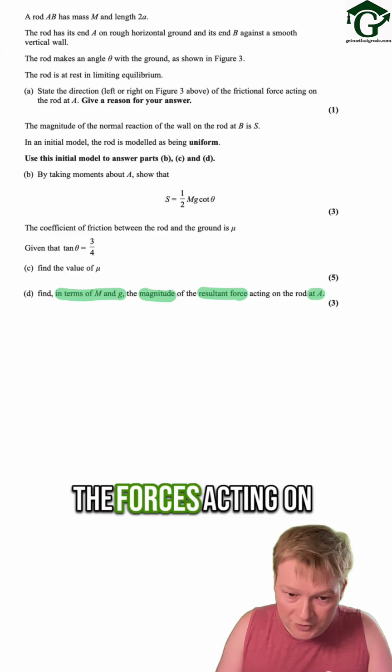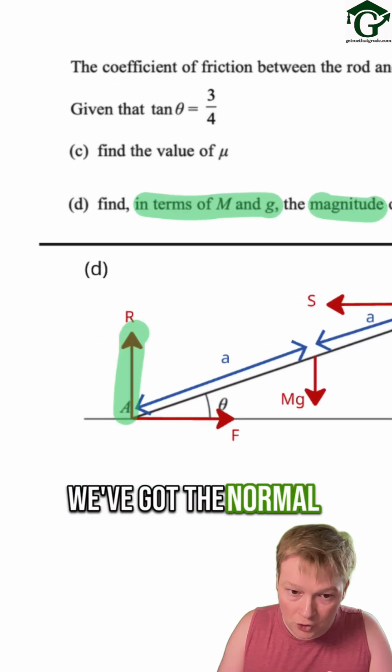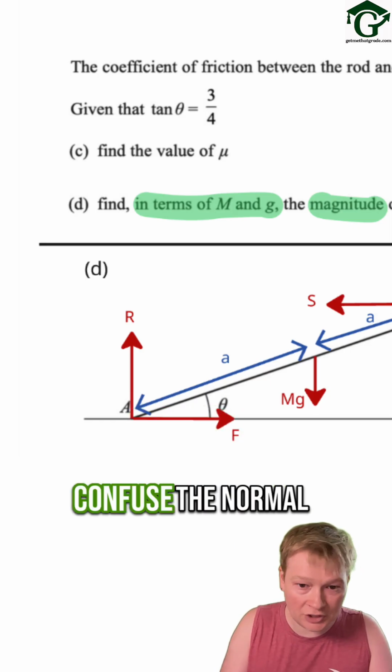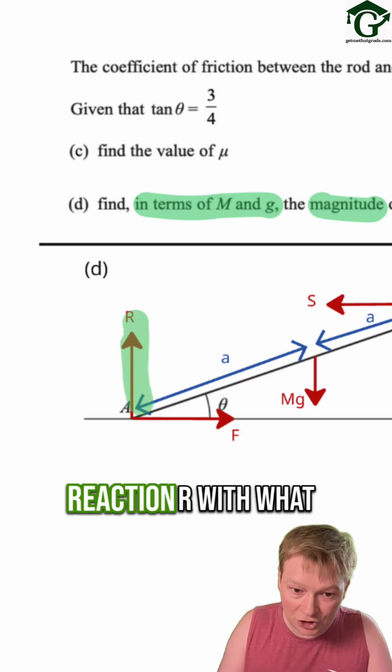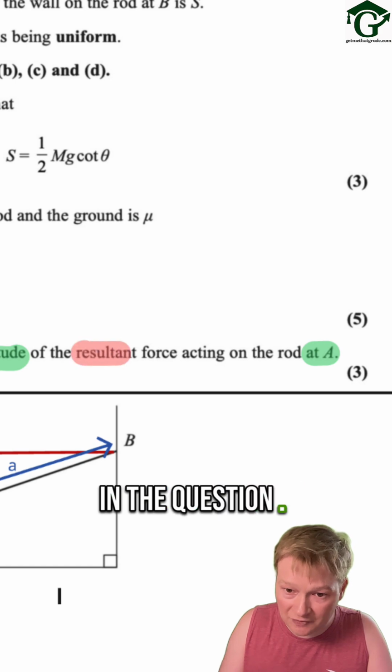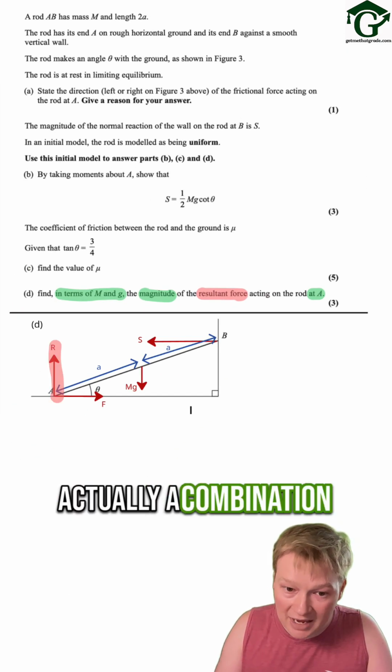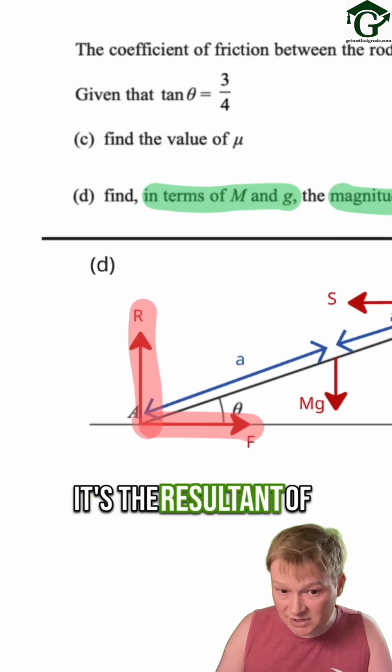So let's think about the forces acting on the rod at A. We've got the normal reaction R and the frictional force F. Be careful not to confuse the normal reaction R with what they're talking about in the question. That's the resultant force. The resultant force is actually a combination of these 2 forces. It's the resultant of the 2.